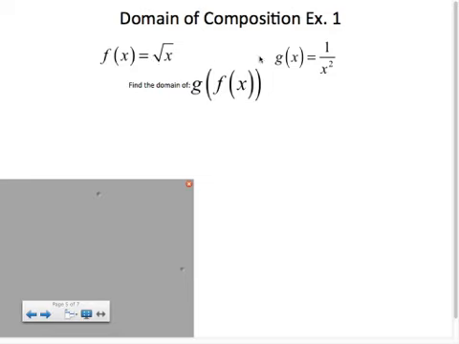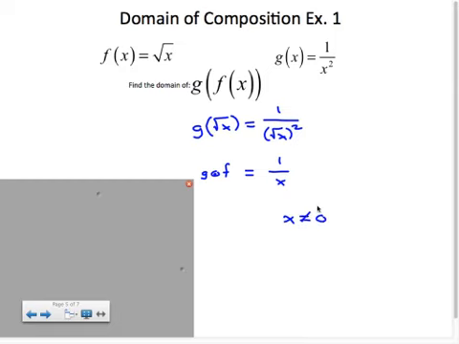So here's f, the square root of x. Here's g, 1 over x squared. Let's find the composition g of f and then find its domain. So g of f would mean g of the square root of x, which would be 1 over the square root of x quantity squared. Now, if I choose to simplify that, which most of the time we do, we'll get 1 over x. So g of f is 1 over x. Now, if I just look at this, I would say, well, I'm not allowed to divide by 0, so x can't be 0.